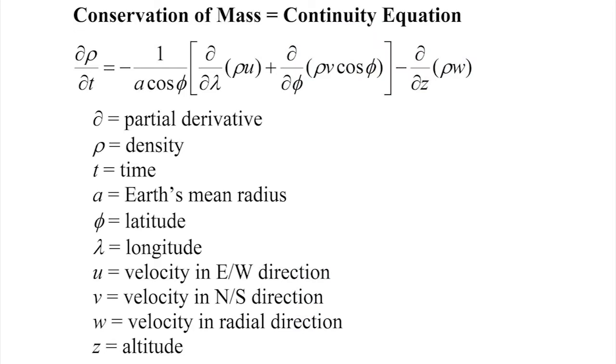The continuity equation is a mathematical expression of the conservation of mass, where inverted E equals partial derivative, rho equals density, T equals time, A equals Earth's mean radius, phi equals latitude, lambda equals longitude, U equals the velocity in an east-west direction tangent to Earth, V equals the velocity in a north-south direction tangent to Earth, and W equals the velocity in a radial direction from Earth's center, and Z equals altitude.